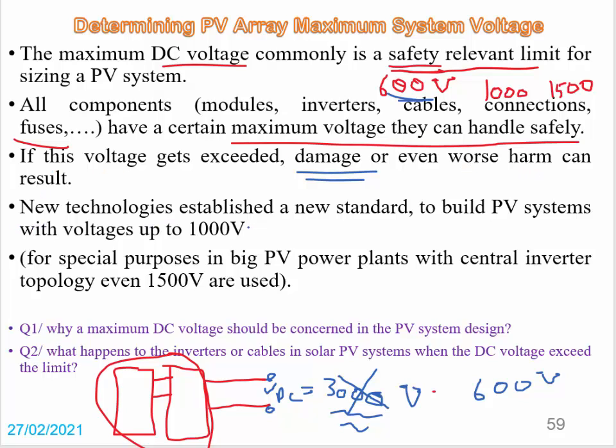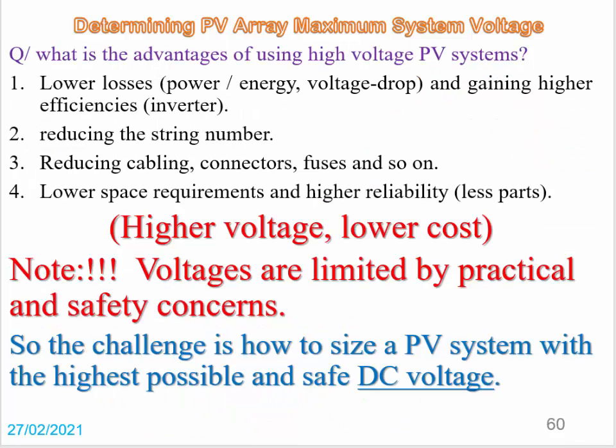New technologies established a new standard to build PV systems with voltage up to 1000 volts, so we can use 1000 for special purposes in big PV power plants with central inverter topology. Even up to 1500 volts is used. So the question is, what is the advantage of using a high voltage PV system? We have four advantages.